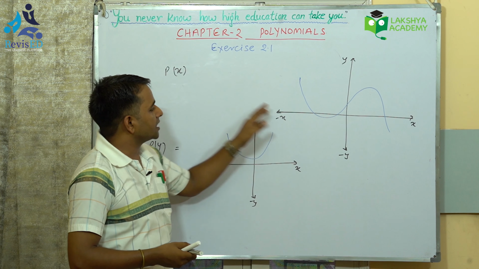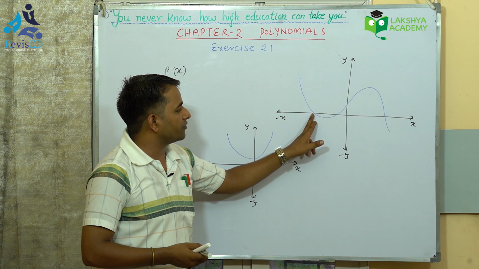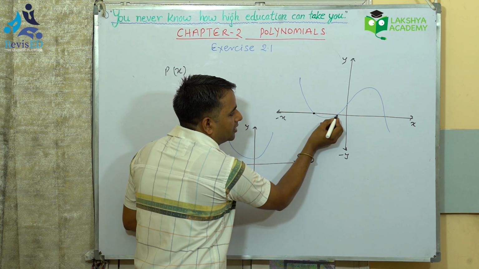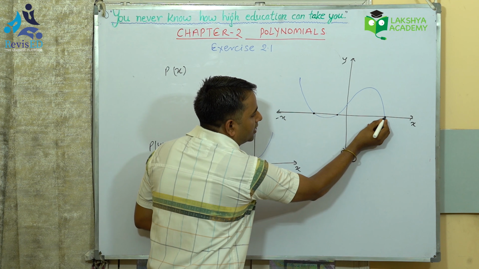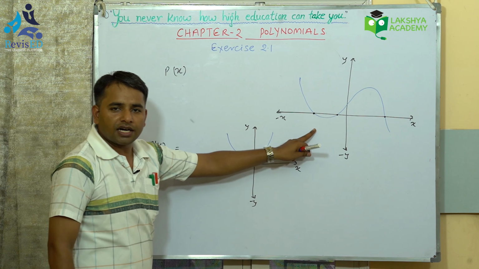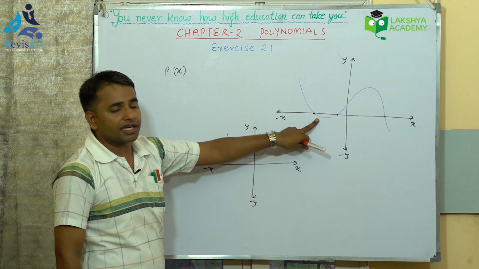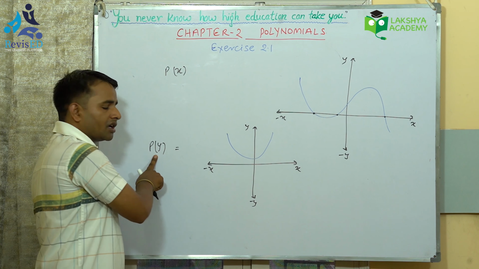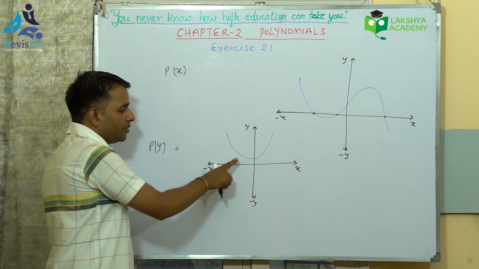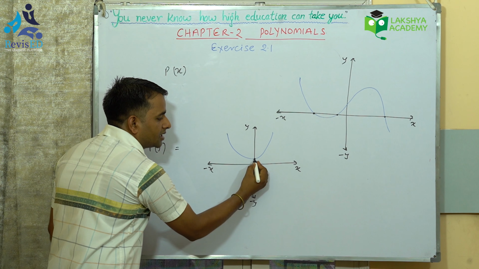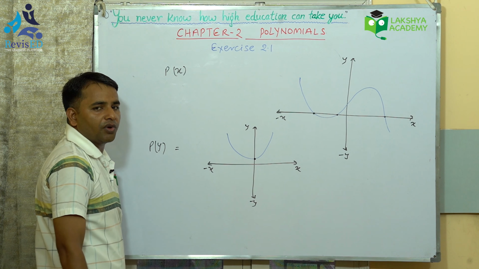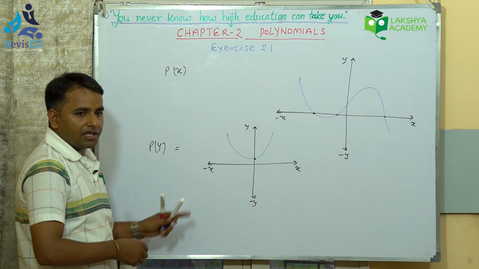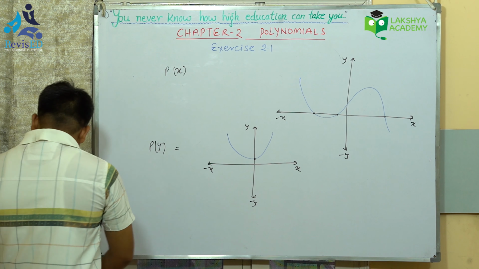Say for example p(x) means this graph is touching the x axis at point 1, point 2 and point 3. So for this graph the number of zeros on the x axis would be 1, 2 and 3. If I talk about this graph, p(y) means this graph is intersecting or touching the y axis only at one point. So here the number of zeros will be only 1. Similarly we will discuss other questions from the exercise.